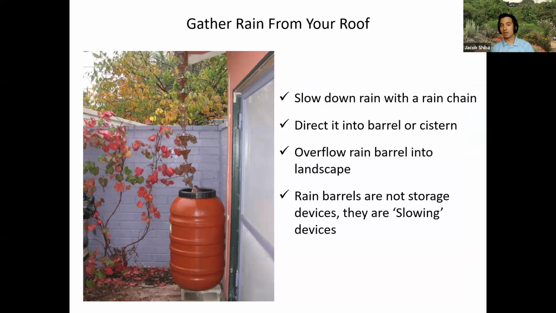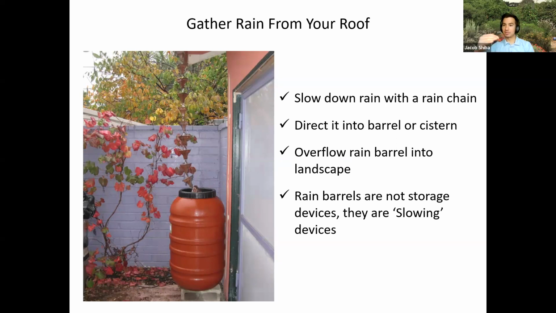So in this example here, all the water from that roof comes down that rain chain. Rain chains are great. They look nice. They sound beautiful as the water's trickling down, but they also help to slow that water down. That water then fills up this rain barrel, right? After it fills up, though, we have an overflow spout at the top of that rain barrel connected to some kind of hose.